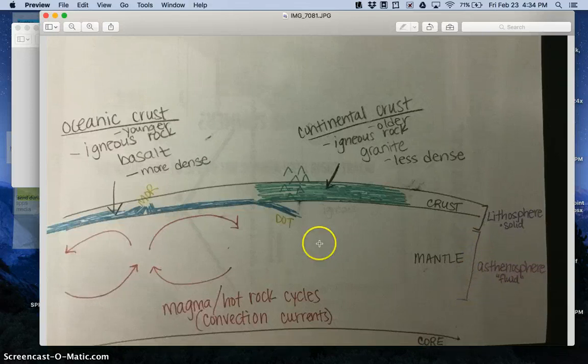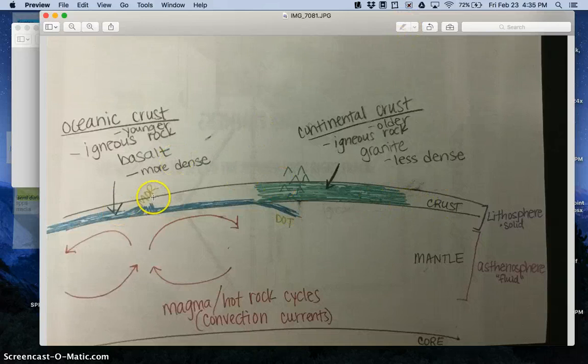That's the asthenosphere, and that's where you have all the convection currents happening right here, because the hot rock down there is getting heated up by this core, moving up, cooling off, sinking back down, heating up, cooling off, sinking back down, and it's constantly going like this. And that's what causes this crust to move.